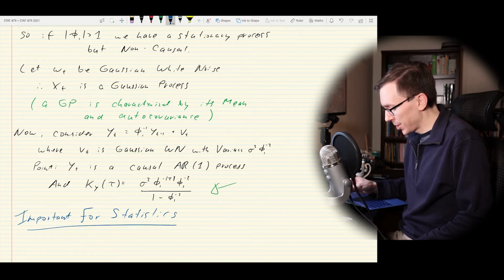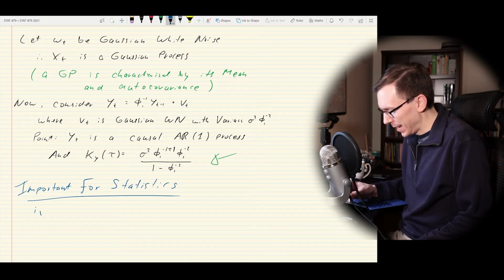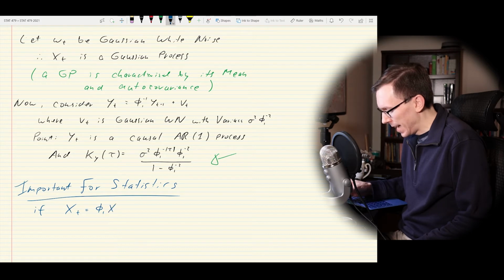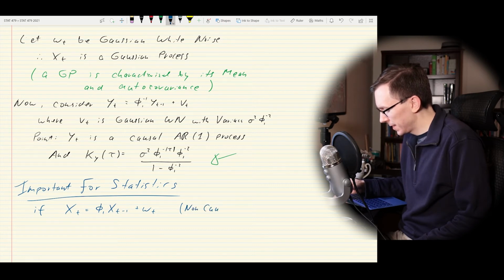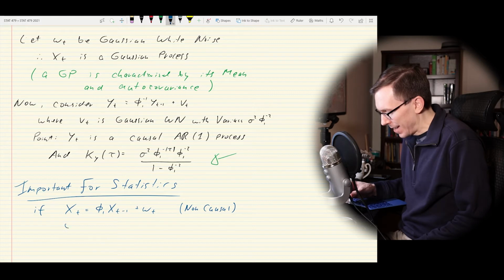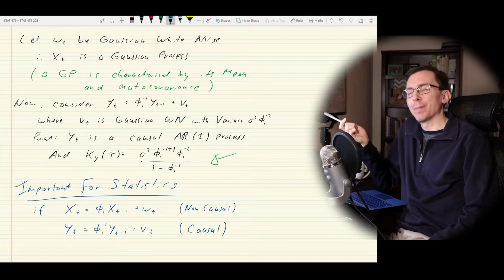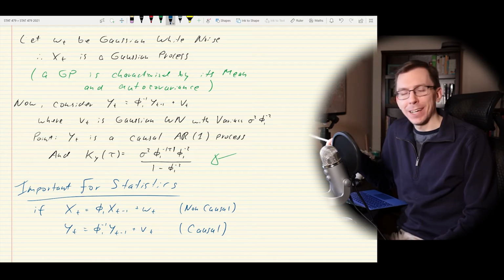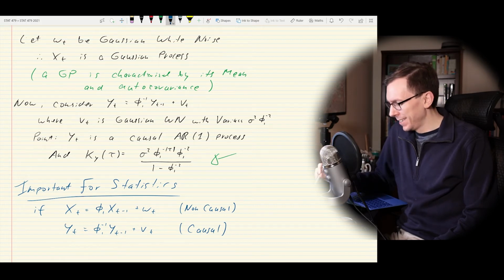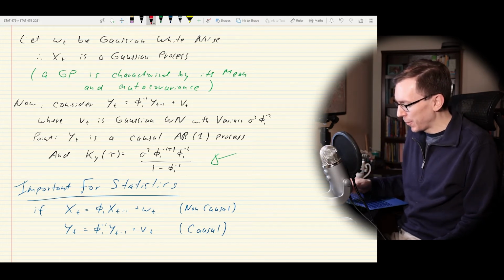for statistics, which is why I was going through all this craziness. If we have xt equal to phi 1 xt minus 1 plus wt, which is our non-causal AR1, and if we have yt equal to phi 1 inverse y t minus 1 plus vt, which is going to be our causal one, well, if I have data that's coming from a process that looks like this, what am I going to be estimating? Because ultimately we would want to try to estimate this.